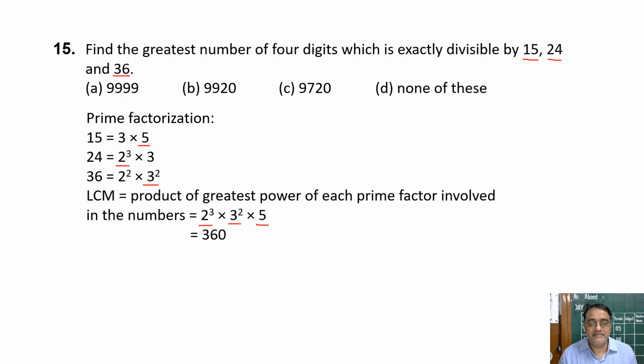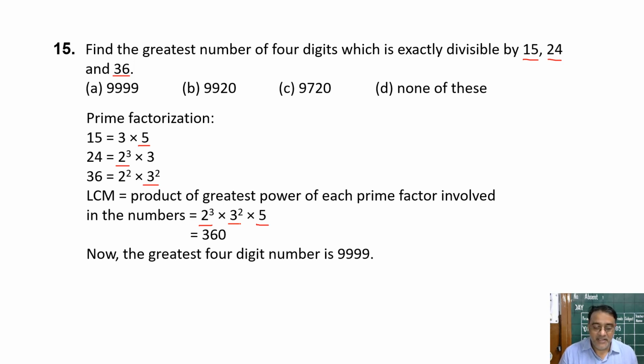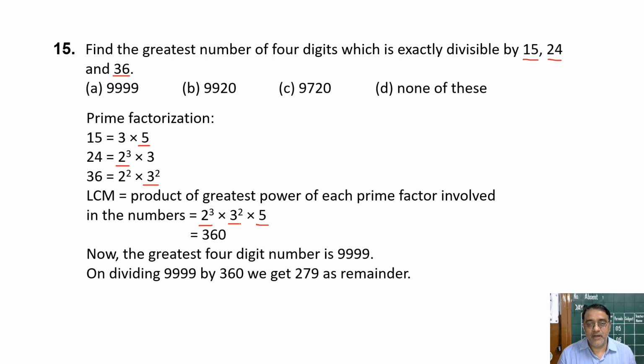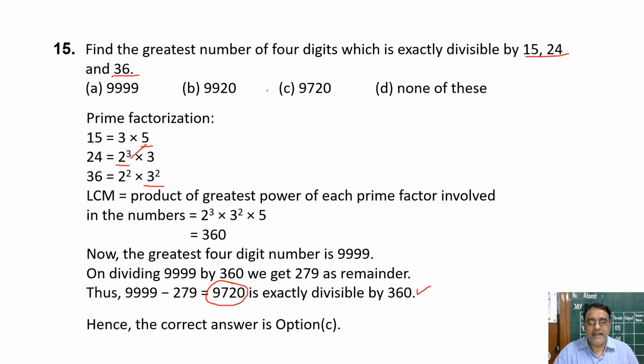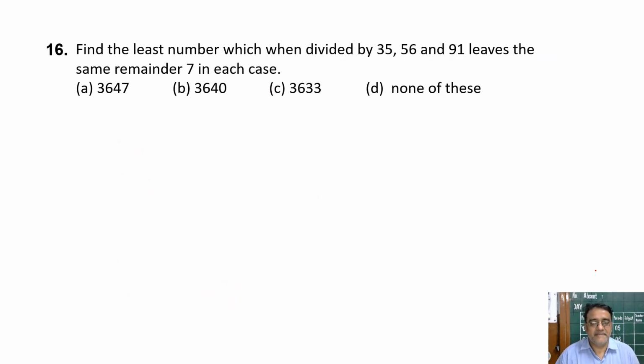So what is the greatest 4-digit number? 9,999. Right, 9,999. So when we will divide 9,999 by 360, we will get remainder 279. Now we have to subtract it from 9,999. So we are getting 9,720, which is exactly divisible by 360. Okay. So this is the required answer. So which option is the correct one? Option C. Option C. Right. Any doubt in this question? No, sir. Okay.